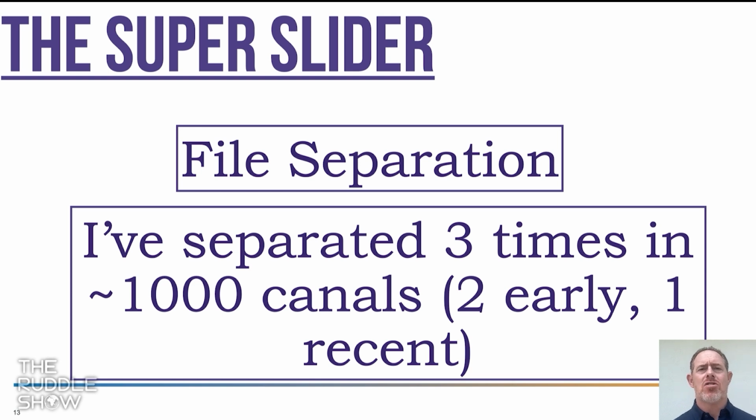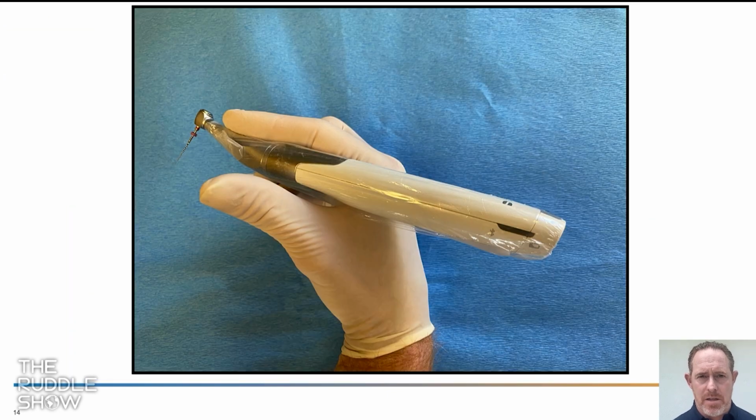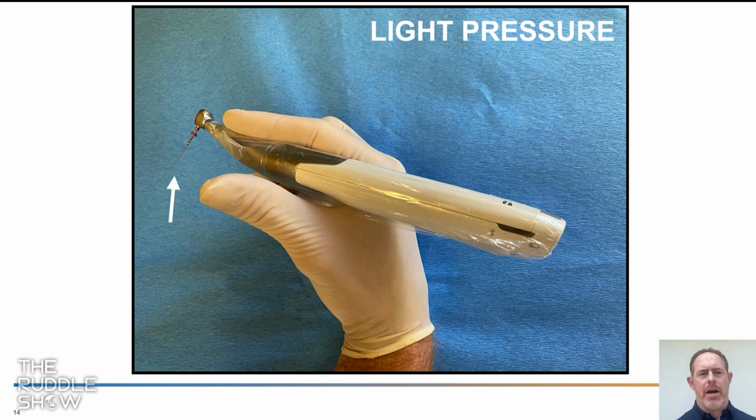Okay, if you feel like the slider's hitting a brick wall, you stop, you pull it out, and you go traditional hand files to negotiate the patency. Okay, so here's the feel. You almost hold the file. It's passive. It's just a passive feel. You're not pushing on the file. You're letting the file kind of just lead you in there, lead you down the canal. So you hold it with very light pressure.